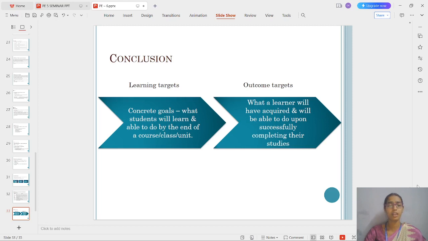So in conclusion, I give the difference between the learning target and outcome target. Learning targets are the concrete goals of what students will learn and be able to do by the end of a class or a particular unit, whereas outcome targets denote what a learner will have acquired and will be able to do upon successfully completing their studies.